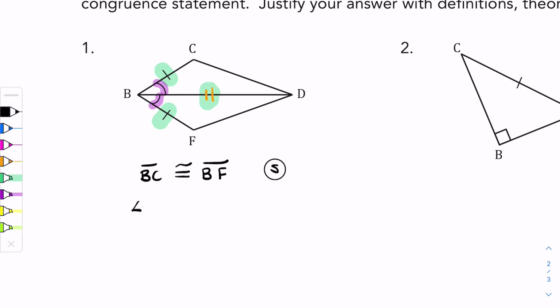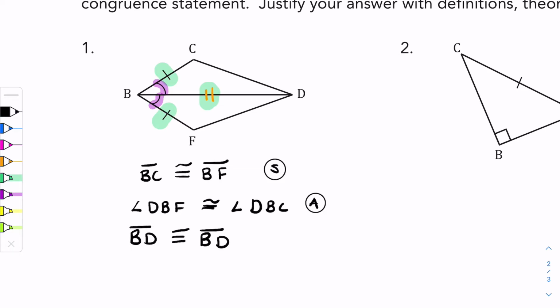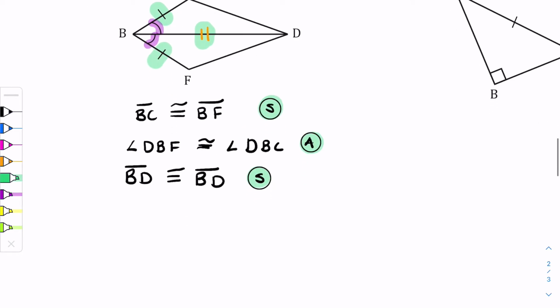I know that angle DBF is congruent to angle DBC. That's my angle. And I know that BD is congruent to itself because it's within both triangles. And that would be a side. So if I was to read this, we would have side, angle, side, and that is your answer.